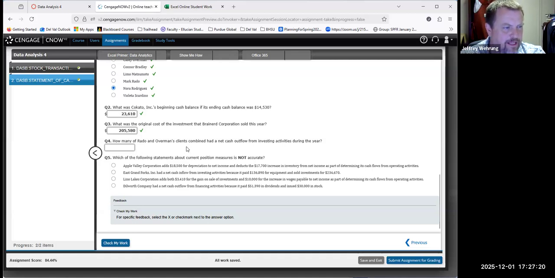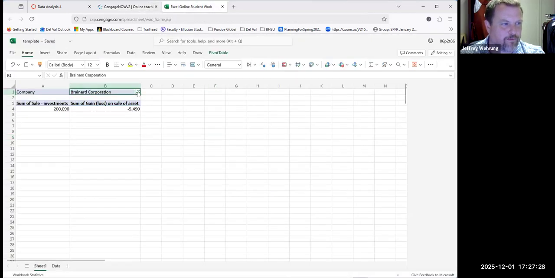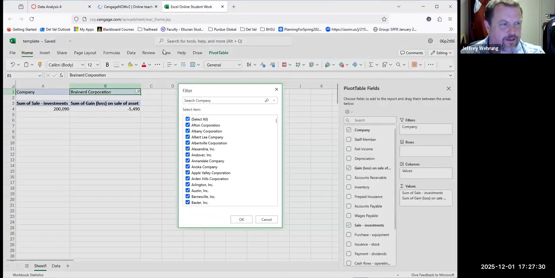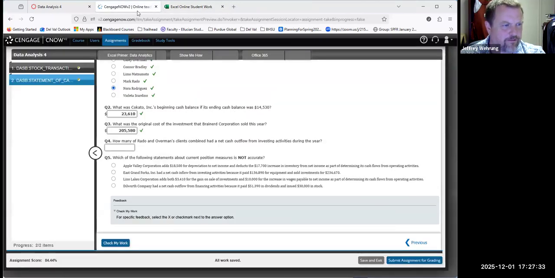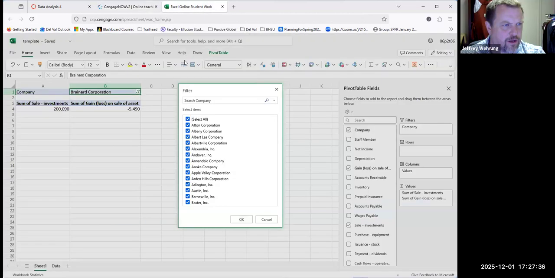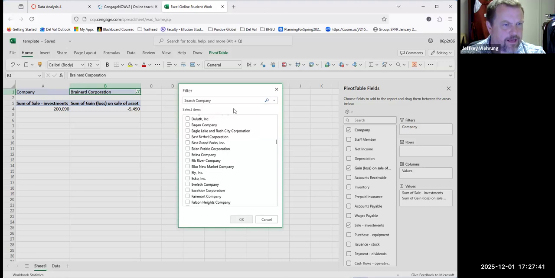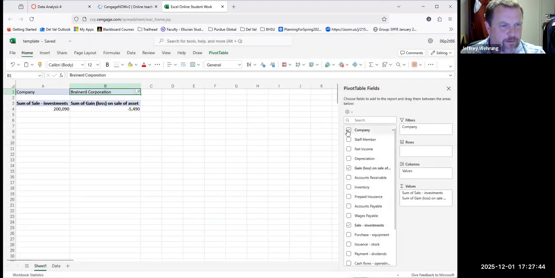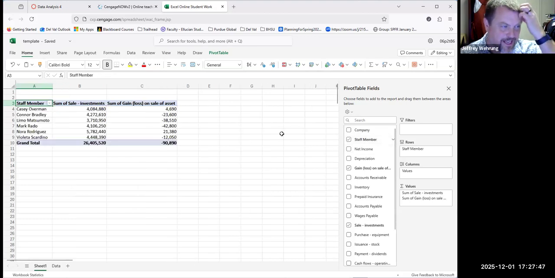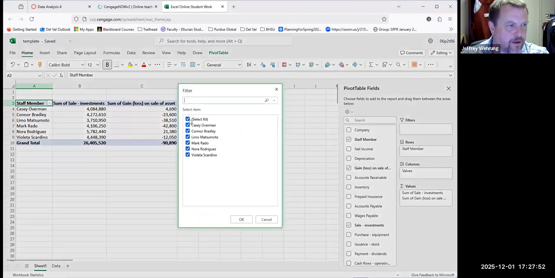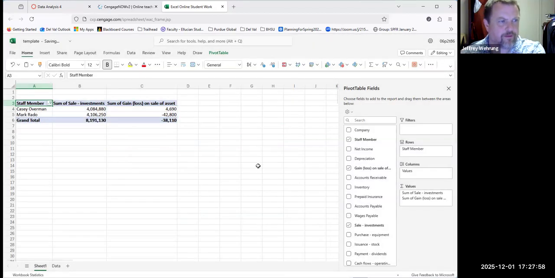Okay, Q4. How many of Rado and Overman's clients combined had a net cash outflow from investing activities during the year? Okay, this is going to be cool. So we're first going to start by changing our filter. So I want Rado and Overman. Oh, actually, I'm wrong. We don't want company. We want staff members. We're going to sort by staff member, and we just want Rado and Overman as our staff members that we're sorting by.